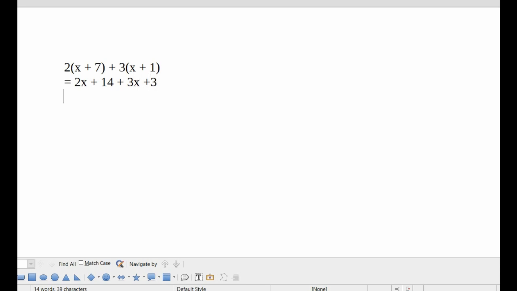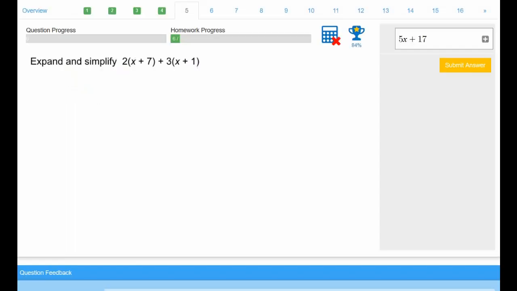And having done that, all I need to do now is to add together the x's. I've got 2 lots of x, and 3 lots of x gives me 5 lots of x. 14 plus 3 gives me 17. So I put that into MathsWatch, and that's what we're looking for. So let's have a look then at question 6.